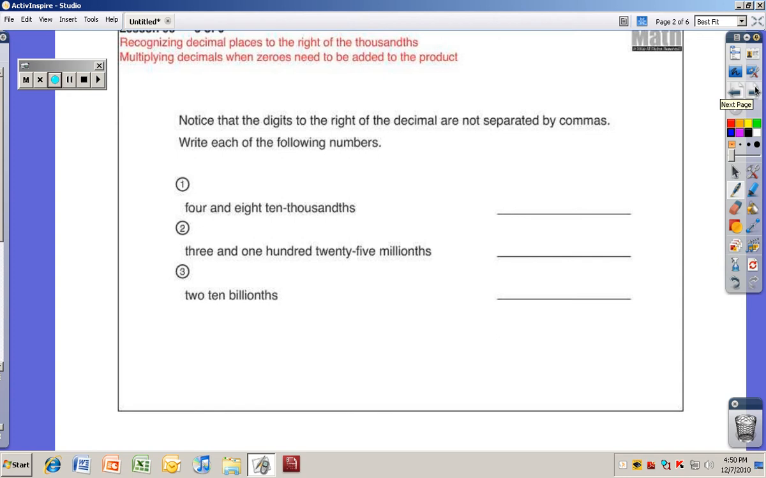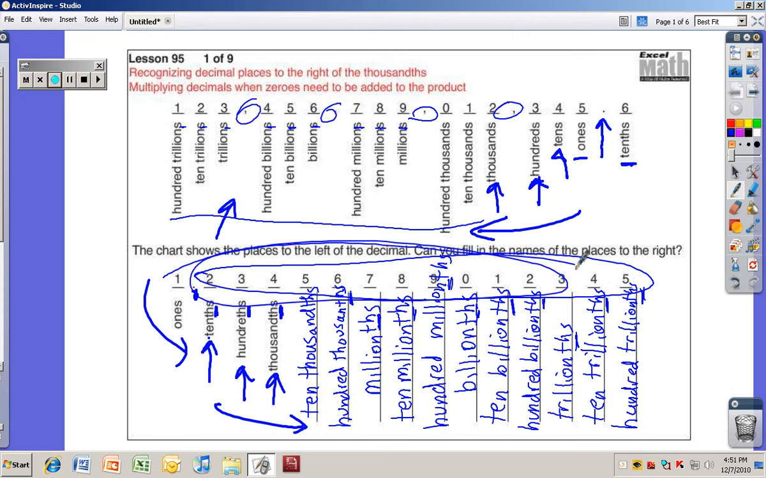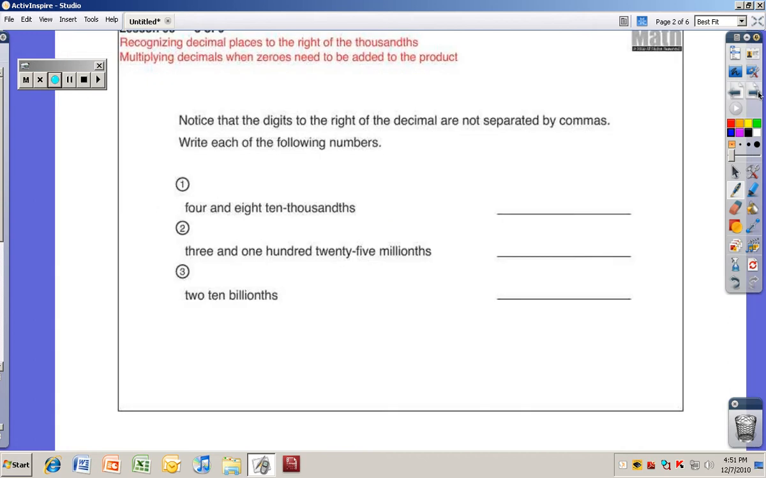Notice that the digits to the right of the decimal are not separated by commas. Write each of the following numbers. So when you look over here, there are no commas in this entire thing. You put commas over here on the left side of the decimal point, but no commas over here on this side. Alright, so let's see if you can write these numbers. Go ahead and pause the video and then start it up when you want to see the solution.